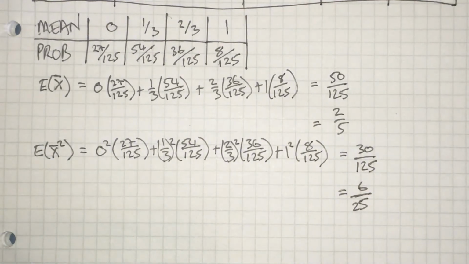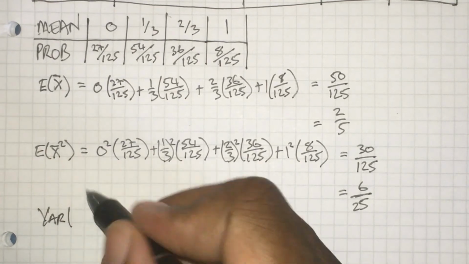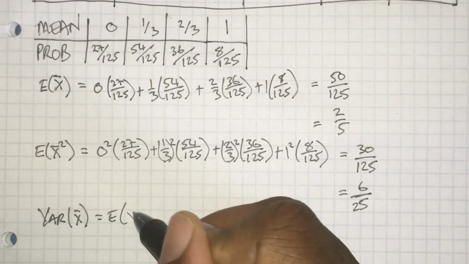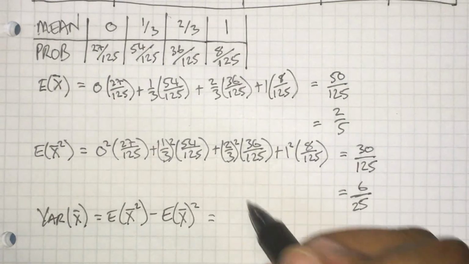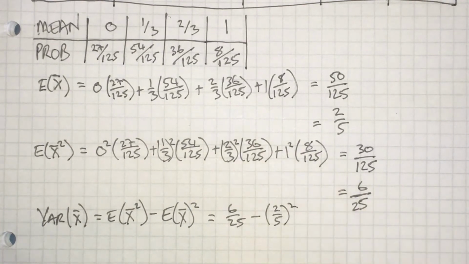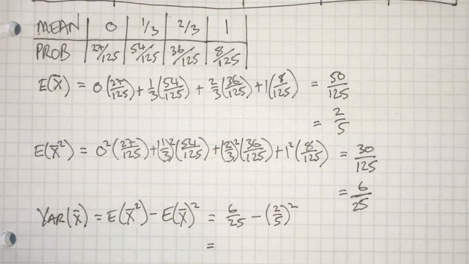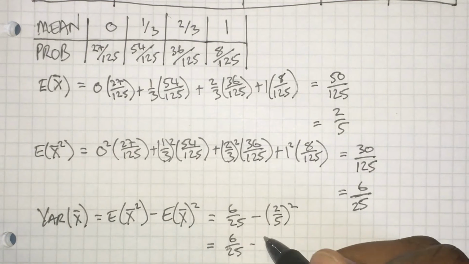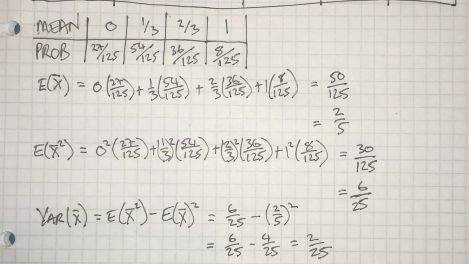Let's put that into our variance formula. The variance is the E of x squared minus the E of x, squared. We'll throw in some x bars for now. So that is going to be the 6 over 25 subtract 2 over 5 squared, 4 over 25. I think I can do this in my head. 6 over 25 minus 4 over 25 leaves you with 2 over 25. Okay, so that's the variance for x bar, the variance for the mean of the original distribution.